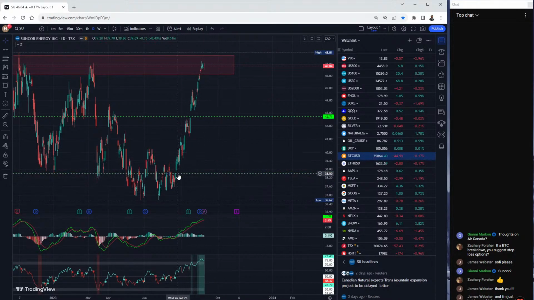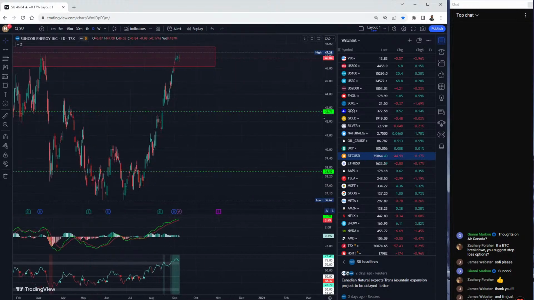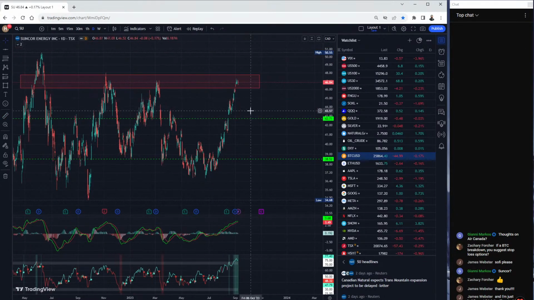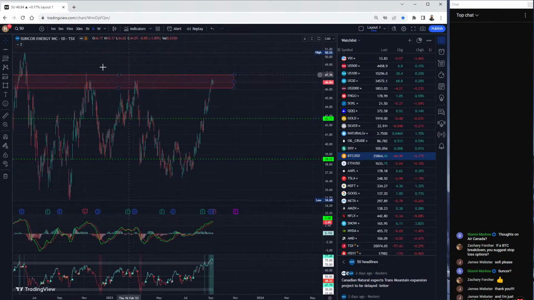I don't think it's going to come all the way down. This could be a good area to buy, 42.71. So if it comes down from there, around 8% down, that's a good area to buy Suncor before it can go higher. All right, so yeah, if you're holding, perfect time to sell and take profits.